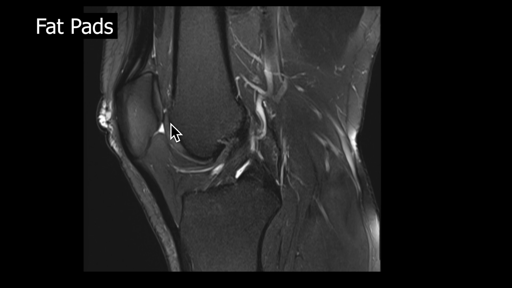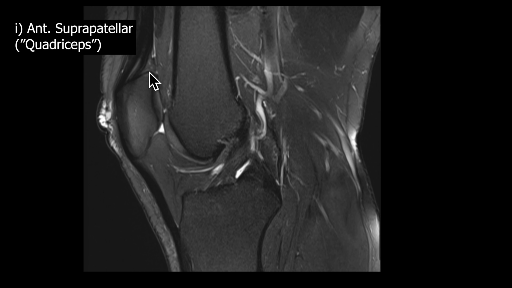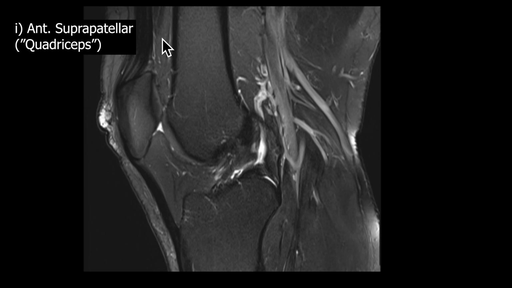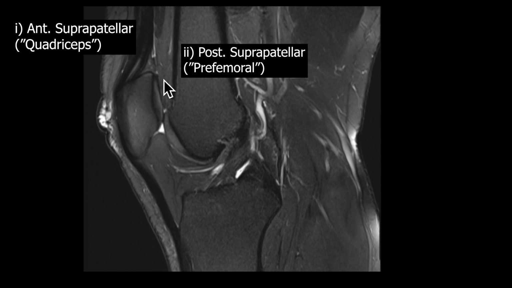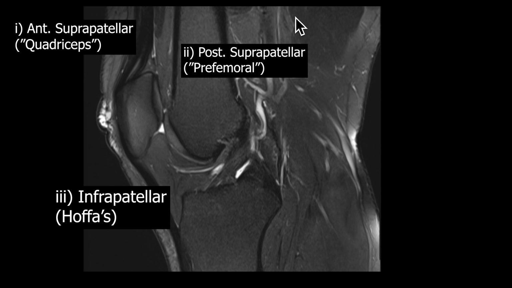There are three main fat beds that we can see at the knee. The quadriceps fat pad sits here superficial to the patella and just deep to the quadriceps tendon. Immediately anterior to the femur here, you have another fat pad, which is going to be the prefemoral fat pad. And then inferior to the patella is this large fat pad here, which is Hoffa's fat pad.